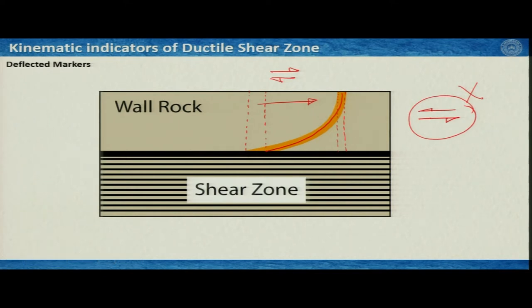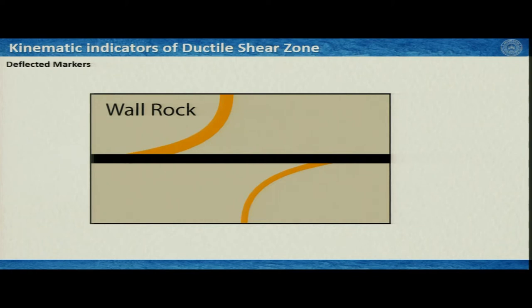Finally, I have another example where I figure out that people do confuse. If I have a situation like this, that we have two marker lines, this is again your XZ plane, this is the shear zone, and these two are your markers within the shear zone. Now again, looking at it, one can immediately conclude, oh, so this one is going this side, this one is going to this side, fantastic, this is sinistral. But again, your interpretation is wrong.